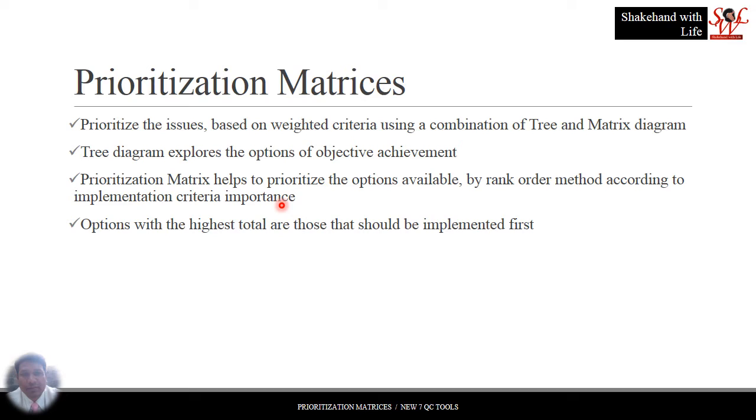According to the implementation criteria importance, the prioritization matrix prioritizes the options which have come from the tree diagram, and the options with the highest total are those that should be implemented first. So we choose those options which have the highest total on the basis of weighted criteria.